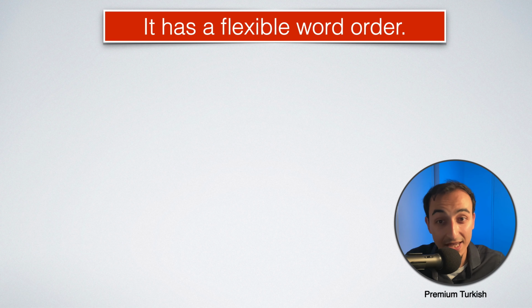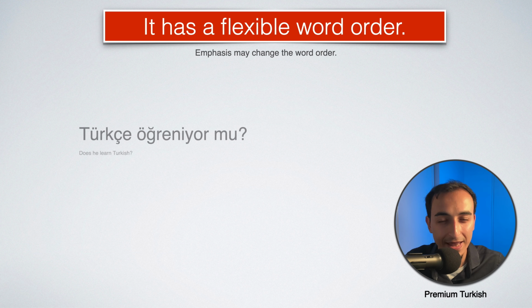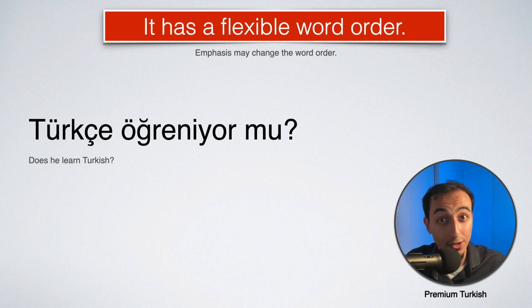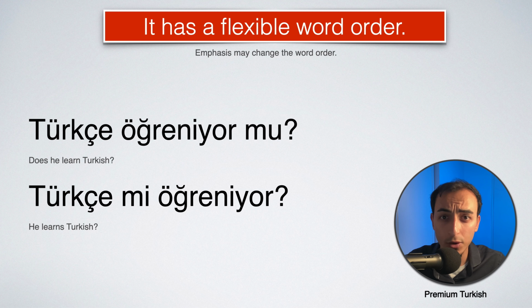It has a flexible word order. So that means emphasis may change the word order. Let's see. Türkçe öğreniyor mu? Does he learn Turkish? Türkçe öğreniyor mu? Türkçe mi öğreniyor? He learns Turkish? Somebody is surprised.